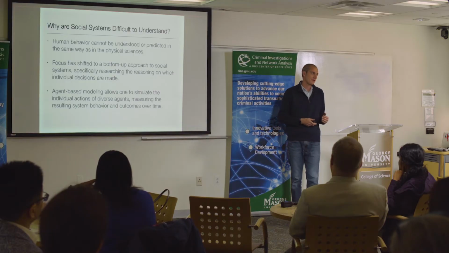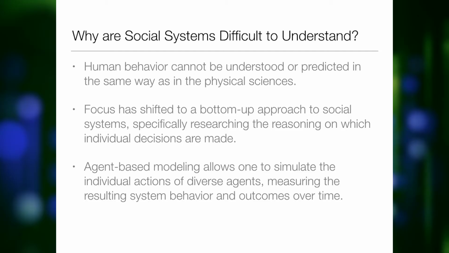The focus has shifted from looking at social systems with top-down aggregate types of models to bottom-up models, where we're trying to capture individuals. And one of the ways of doing that is agent-based modeling. I'll go into what agent-based modeling is in a little bit, but it's basically simulating a society or a group of people interacting with each other and seeing what happens over time, how these interactions go.